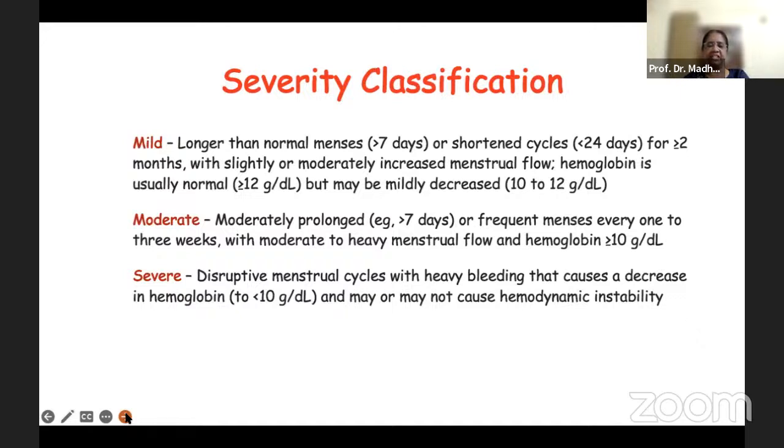How do you classify severity of bleeding? It can be mild, moderate, or severe. In mild bleeding, the bleeding is longer than usual, more than 7 days, or the cycle can be shorter, that is less than 24 days, for at least 2 cycles, 2 months, with slightly or moderately increased menstrual flow, and the hemoglobin is usually normal, more than 10. Moderate is slightly more prolonged, more than 7 days, or the menses may come within 3 weeks. The flow may be moderate to heavy, and hemoglobin usually is normal, that is more than 10 grams. Severe is when the bleeding is heavy, it causes a decrease in hemoglobin and may or may not cause hemodynamic instability.